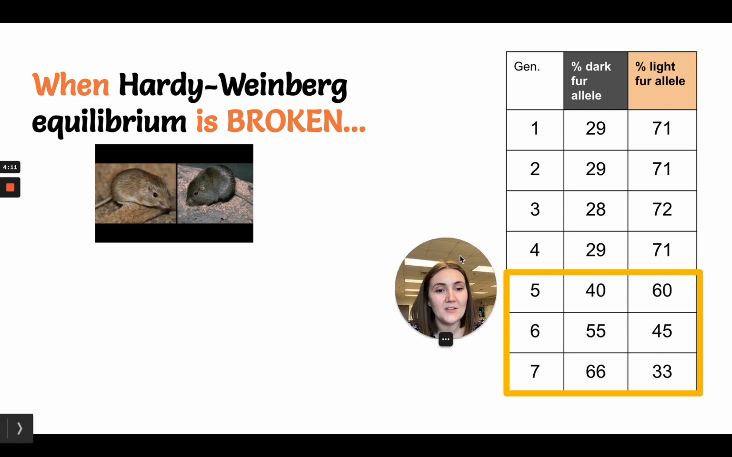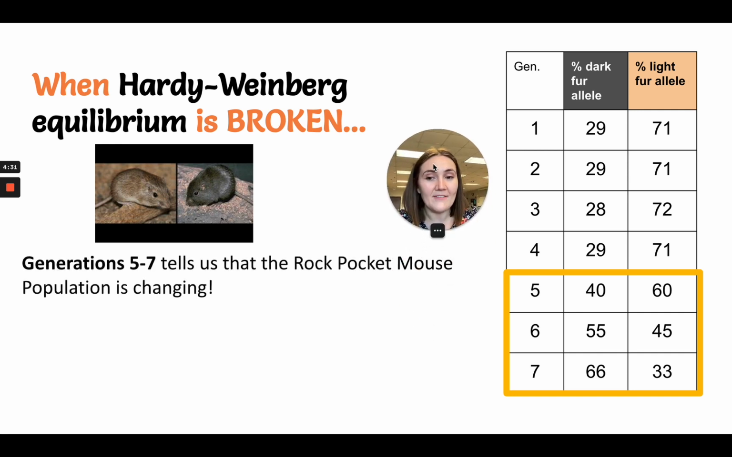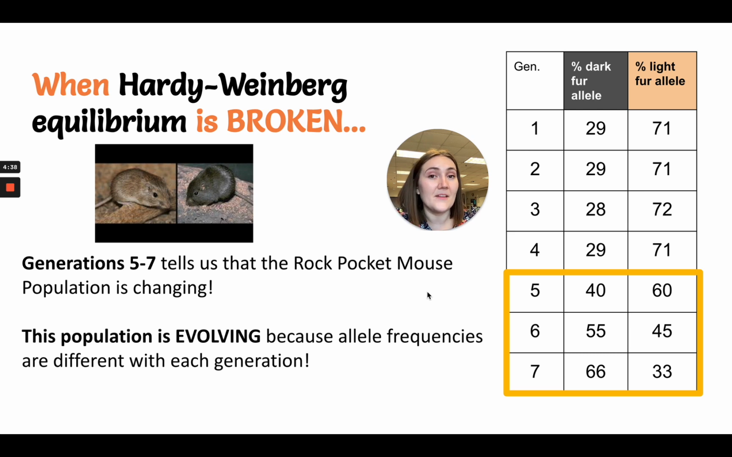So here's our table again. As you can see, we've added generations 5, 6, and 7, and this tells us that Hardy-Weinberg equilibrium is broken. We are no longer at a stable population because these alleles that you see in this table are different. They're changing. So generations 5 through 7 tell us that the rock pocket mouse population is changing. This means that the population is evolving because the allele frequencies are different from each generation.